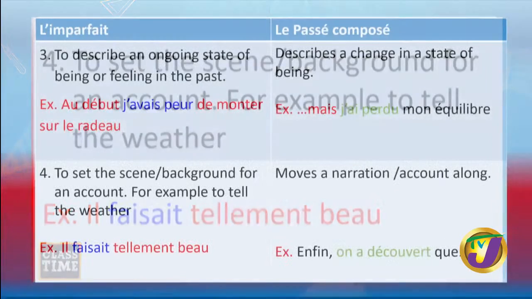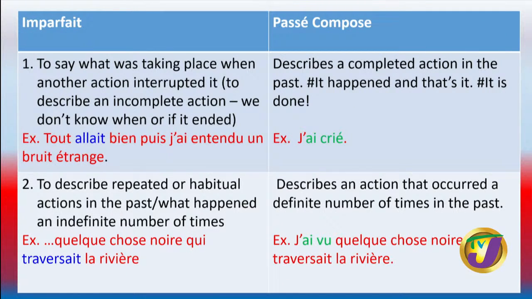Let's look now at the passé composé. With the passé composé, this describes a completed action in the past. It happened, and that's it. The action is done. It's completed. J'ai crié, for example. I shouted, and that's it. It was a one-off event, one time. The next one describes an action that occurred a definite number of times in the past. So here we have, j'ai vu quelque chose noir qui traversait la rivière. J'ai vu here indicates it only happened once. In the moment I saw something, it happened and it finished one time.